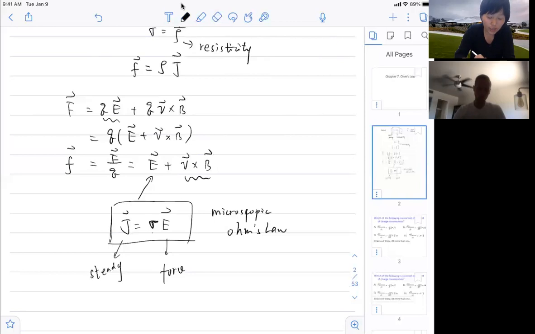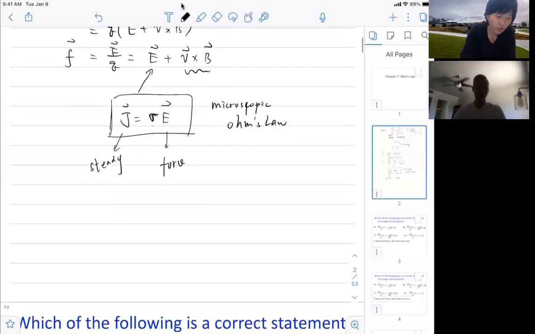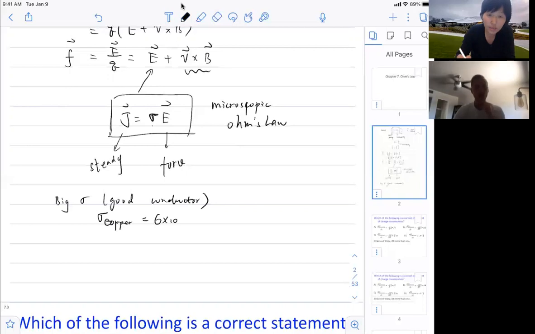J and E are related by the conductivity of a material. If you're looking at a very big conductivity, very good conductors, for example, sigma for copper is approximately 6 times 10 to the power of 7, and the unit for that is 1 over ohm meter.